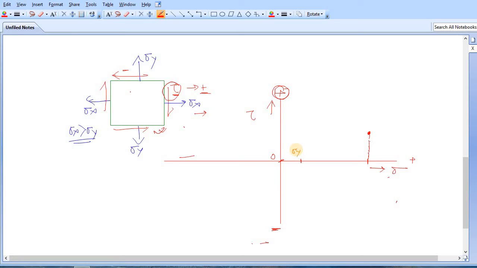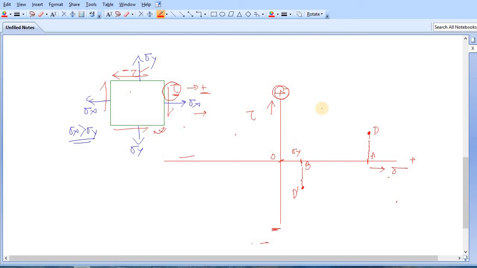And what is the shear stress corresponding to this plane? It is negative, but the magnitude is the same, that is tau. So plot it, let's say it is somewhere here. Let's define this point as A, this point as B, this point as D, and this one, let's say D dash. So you have plotted all the coordinates.